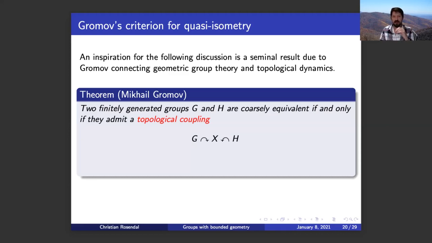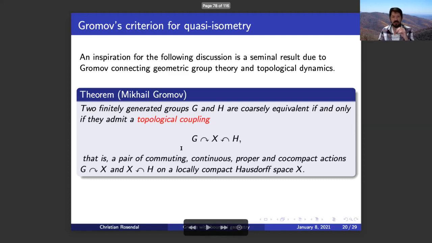So what is this? It's two actions of G and of H, commuting actions on the same space, on a locally compact Hausdorff space. So I've got two continuous actions of G and H, they commute. So we can think of it as an action of the product group G times H. They're continuous, they're proper, and they're co-compact. I'll say what these words mean, but once you have such a coupling, then you get a coarse equivalence. And on the other hand, from a coarse equivalence, you also get a topological coupling.